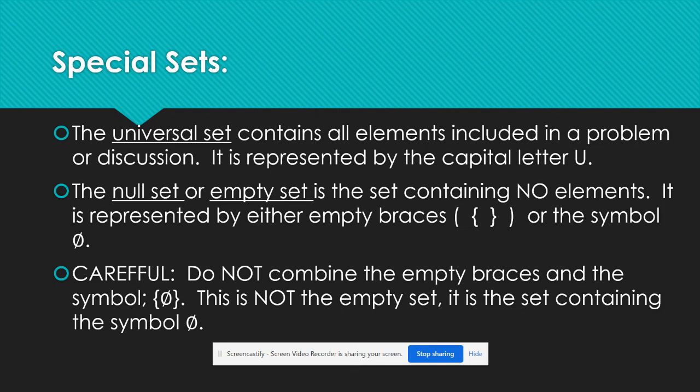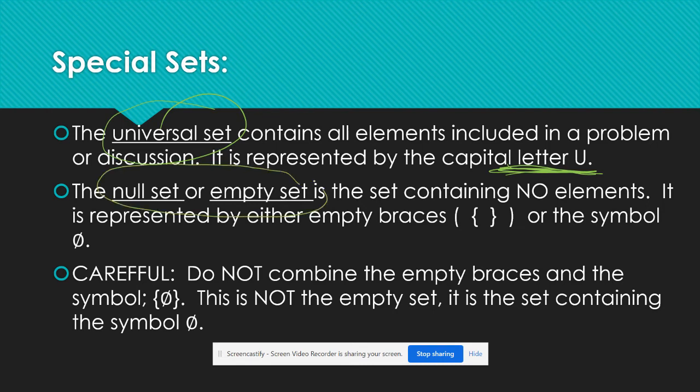Special sets. We have the universal set, which contains all elements of a problem. It is represented by a capital letter U. So whatever problem we're looking at, we wouldn't start breaking people off into groups. It's like saying, I have the senior class, and then I'm going to break the senior class up into people who love math and people who love English. The people who love math and the people who love English would be the smaller sets, but the universal set would be seniors.